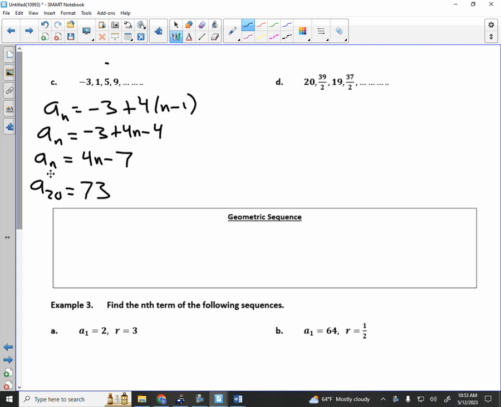We can even involve fractions. A sub n is equal to 20. What is the difference here? Well, let's come up with a decimal. 39 over 2 would be 19.5. 37 over 2 would be 18.5. What's the difference? 1.5. Not 1/2, but half. Like negative 1/2. Negative. So you have minus 1/2 times n minus 1.